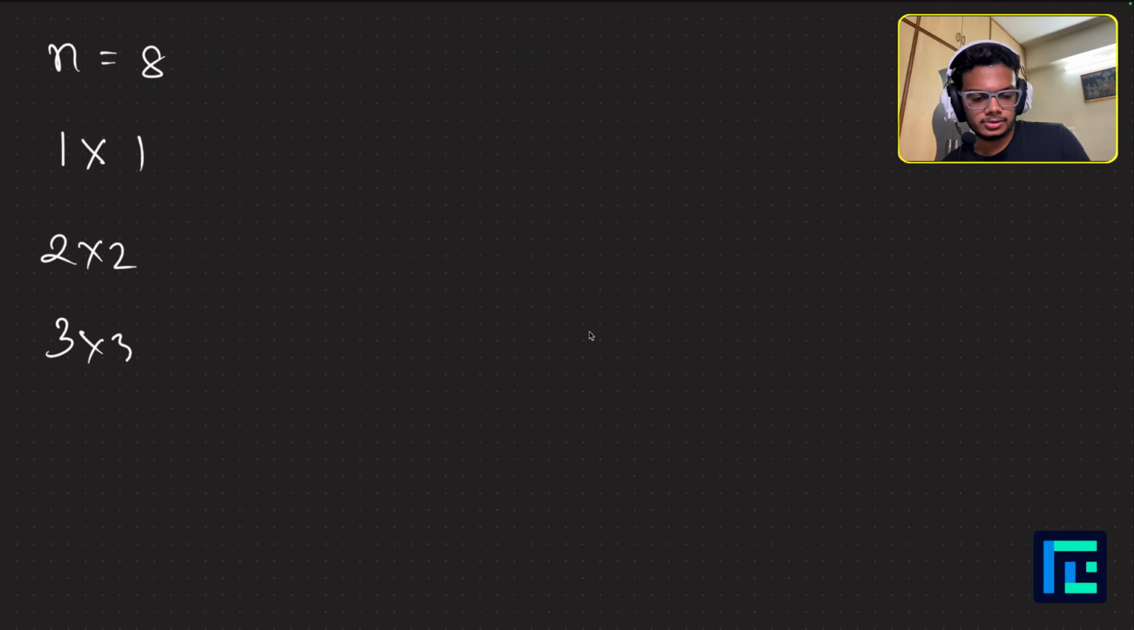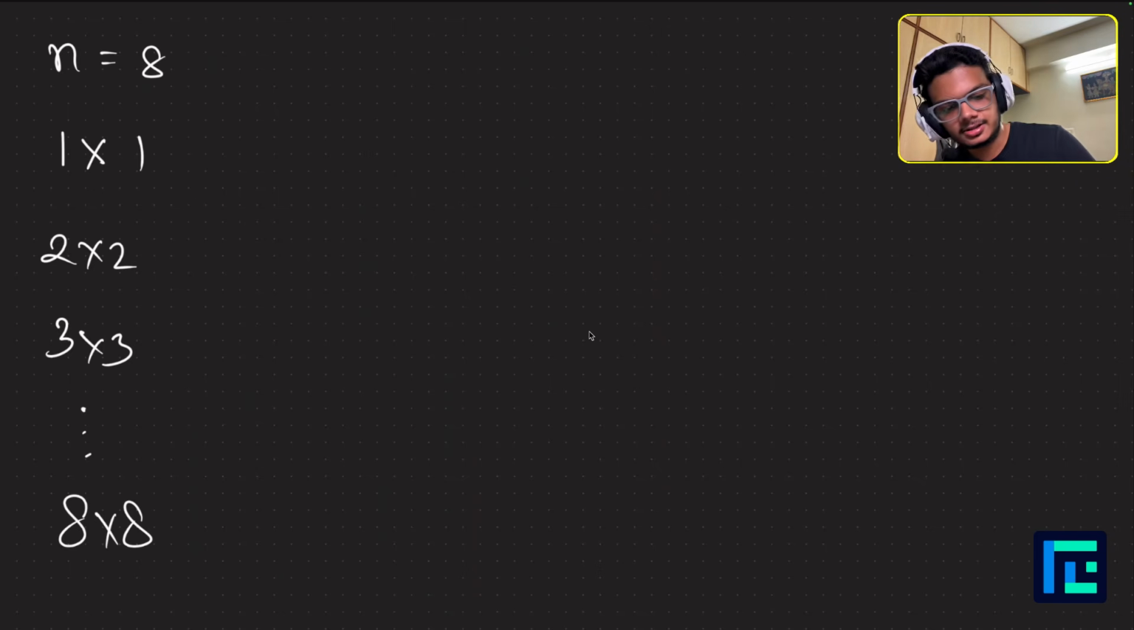So we have, let's say, n equals 8. What we have to do now is consider chessboards of size 1 by 1, 2 by 2, 3 by 3, so on till 8 by 8, and for each chessboard we have to find the number of ways we can place 2 knights such that they don't attack each other.